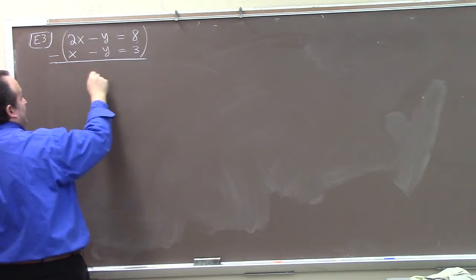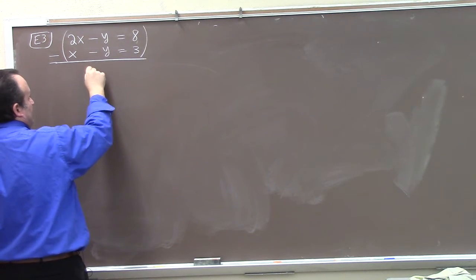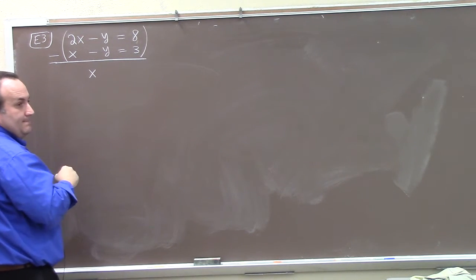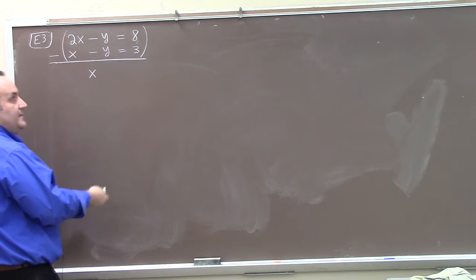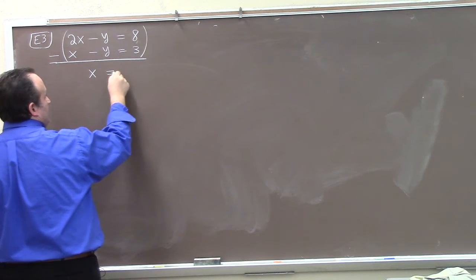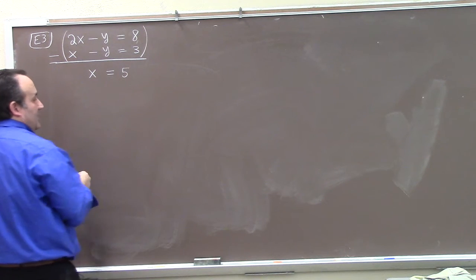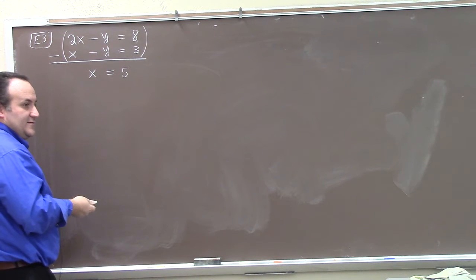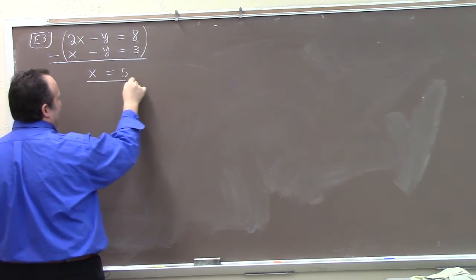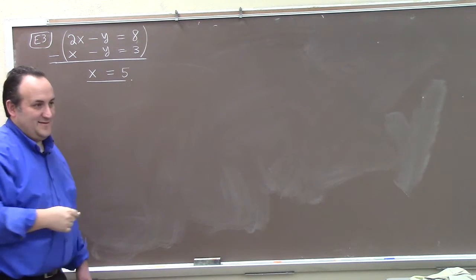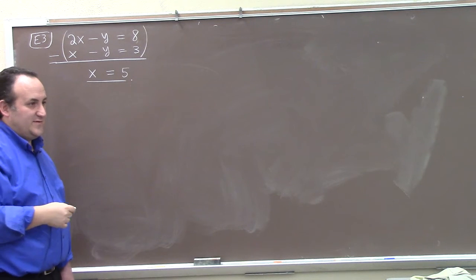So when I subtract, I get what? I get 2x minus x, which is x. Minus y minus minus y, those cancel out, giving me 0. 8 minus 3 is 5. Now solve this equation for x. Oh, wait a minute, it's already solved. So there you go. This one's almost too easy, isn't it?